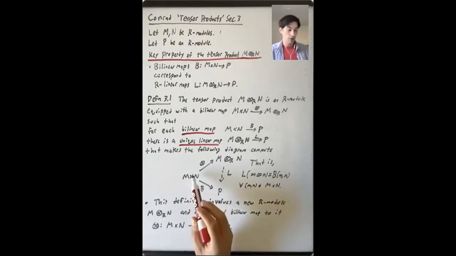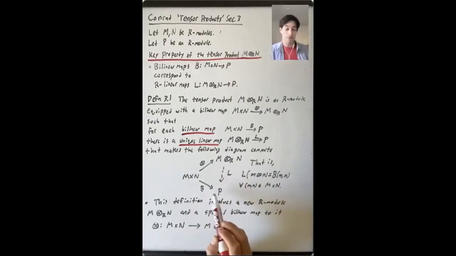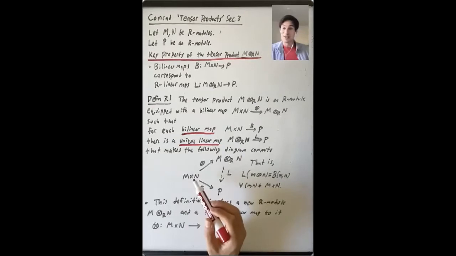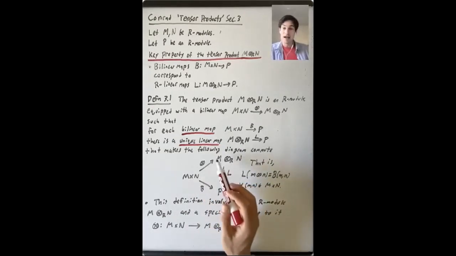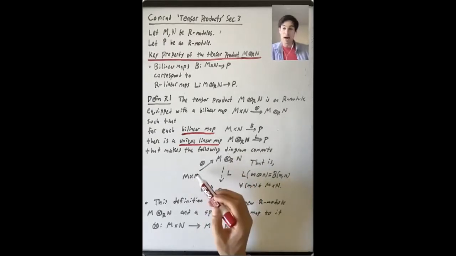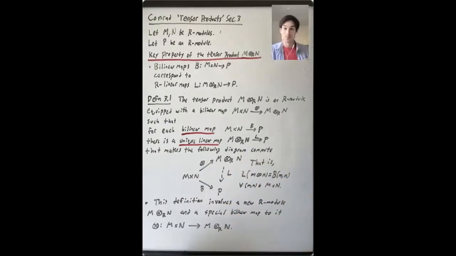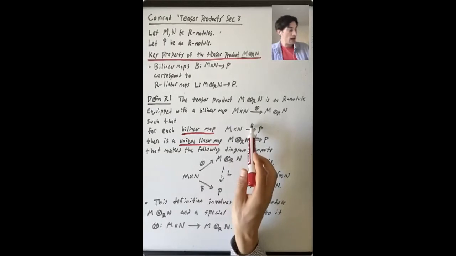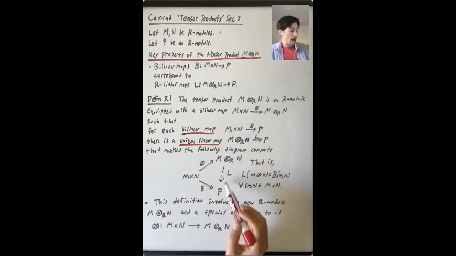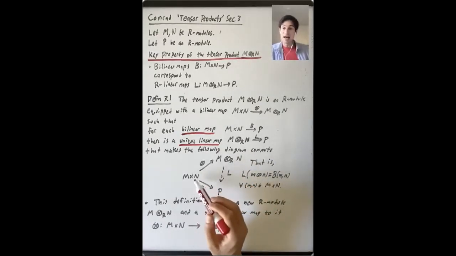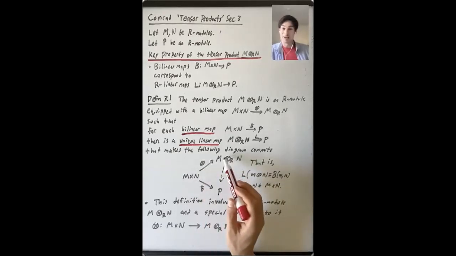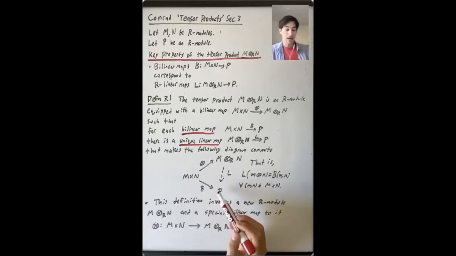Okay, what is this diagram? We have M cross N. We have this bilinear map B that we're given that goes to P. What we're trying to show is that there is this R module, M tensor N, and this special bilinear map tensor that goes from M cross N to this R module, M tensor N. And what we want is for this bilinear map B, there's a unique linear map L going from this tensor product down to P, such that if you take any element in M cross N, you take the tensor, and then you apply L, what you get is the same thing as if you had applied this bilinear map B.